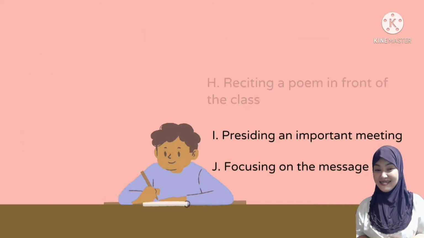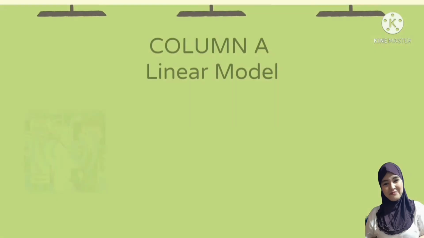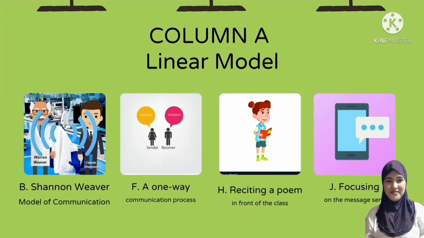Are you done? Great! Let us check. For column A, under the linear model, we have letter B, Shannon-Weaver model of communication. Letter F, a one-way communication process. Letter H, reciting a poem in front of the class. Letter J, focusing on the message sent. Clearly, no feedback is required in all of these concepts.